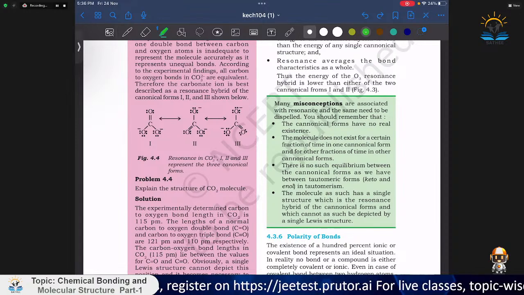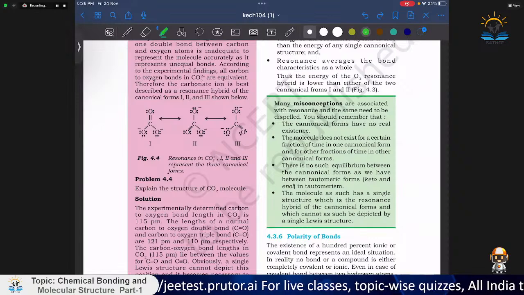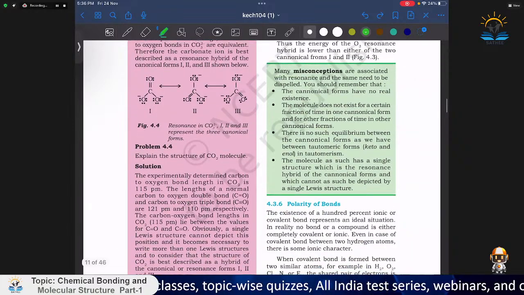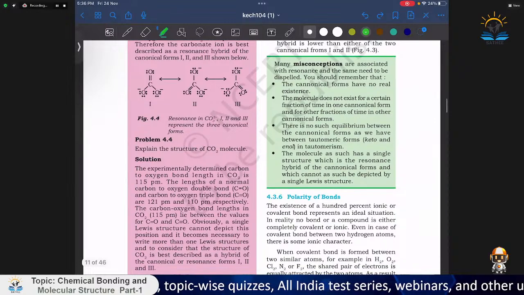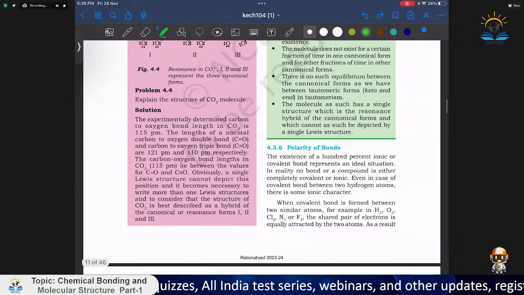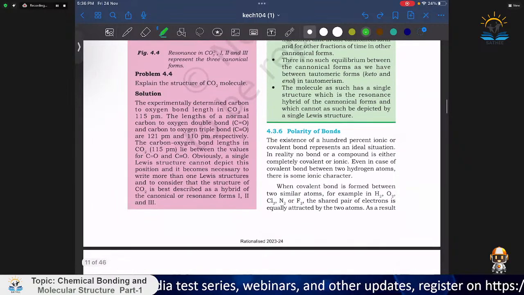Just to explain the formation of the resonance hybrid, canonical forms are drawn. There is no equilibrium between canonical forms. Only the resonance hybrid is existing. No canonical forms are existing. The molecule has a single structure, which is the resonance hybrid. The resonance hybrid cannot be depicted by a single Lewis structure. That's why canonical forms are required. So this was all about resonance.